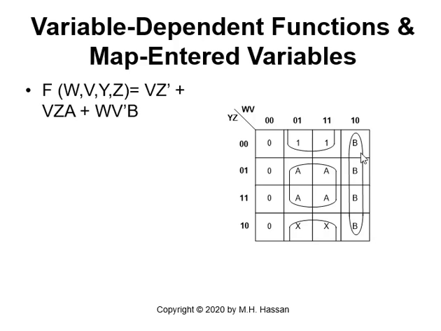The same thing with the B. I have W B prime B. W B prime, everything will cancel on the vertical side. So on the horizontal side, I have W B prime multiplied by the map entered variable B. So this is the answer that we have for the function. And this is called variable dependent functions and map entered variables.